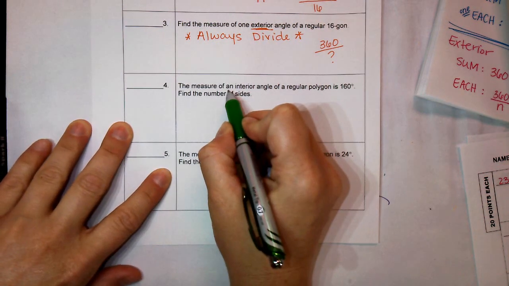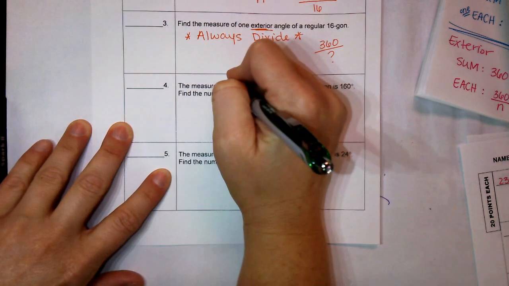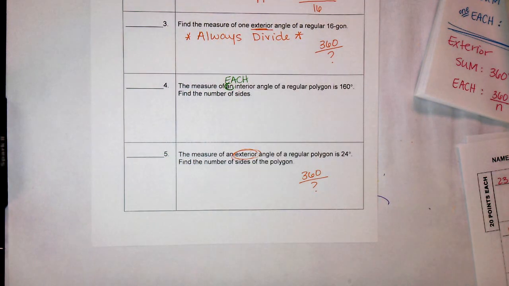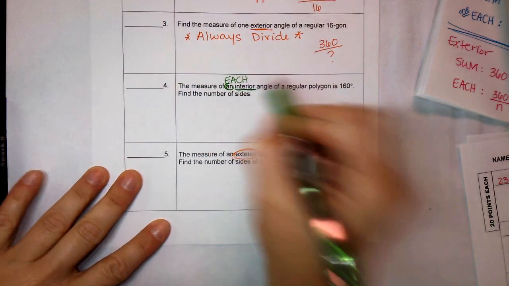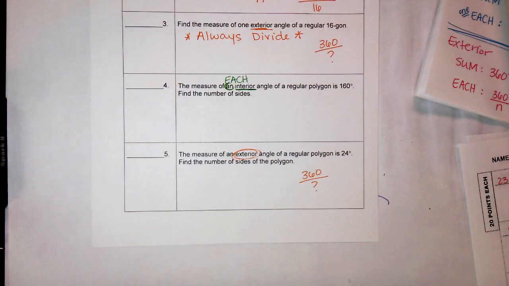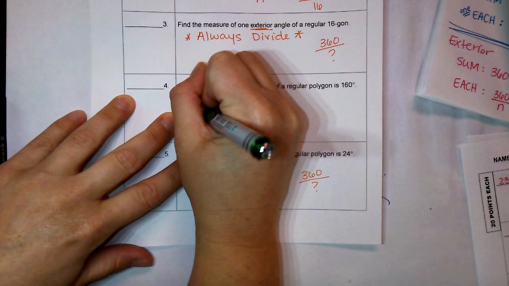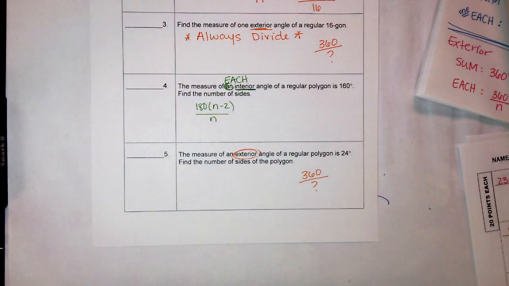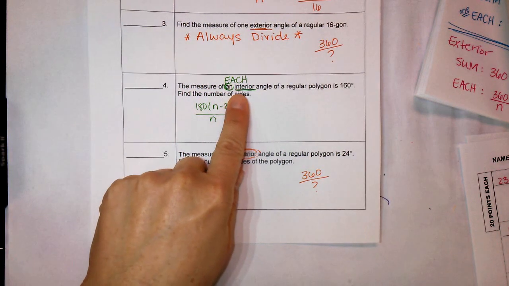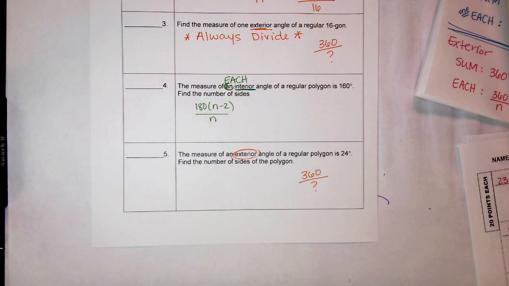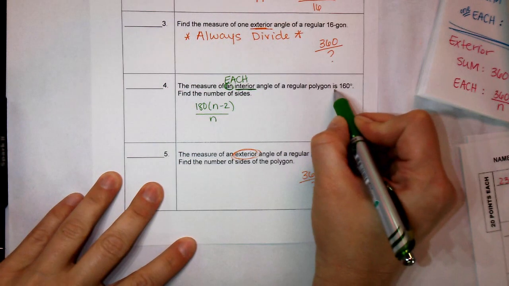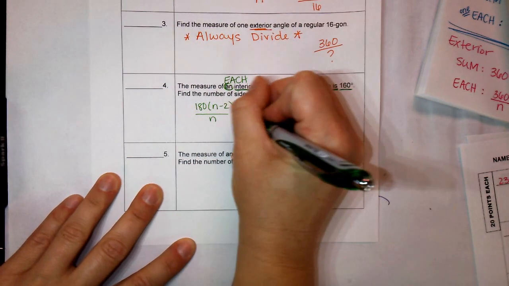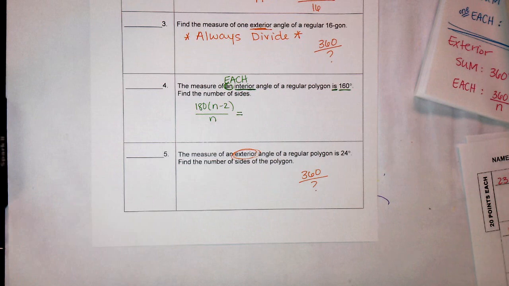So it says an interior angle. So "an" means one or each. It just means it wants one single angle, and it wants one from the interior. So that tells me my formula. I'm using the formula that's 180(n minus 2) divided by n. That's each interior. That's the formula. What are they telling me it already equals? Because it says it is 160. So this formula equals 160.